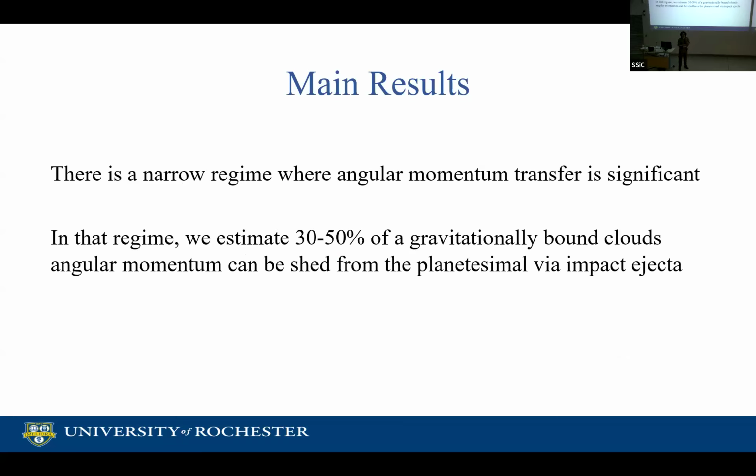So I ended up talking a bit quick. Sorry. The main results from this, though, were that there is a narrow regime where angular momentum transfer is quite significant. And in that regime, we can estimate around 30 to 50% of a gravitationally bound cloud's angular momentum to be shed from the planetesimal via impact ejecta.